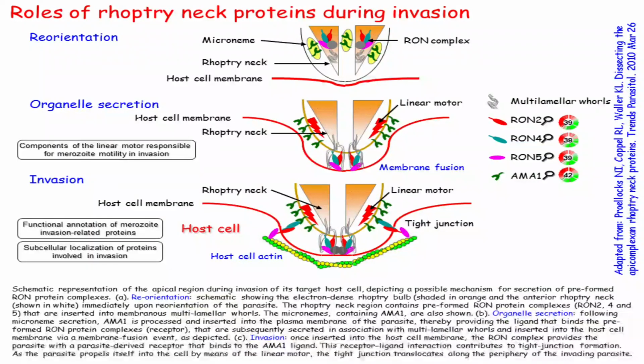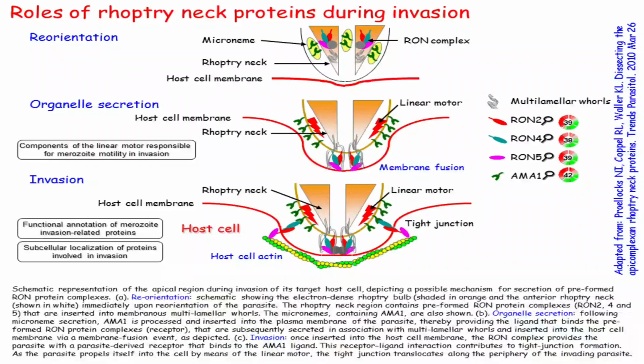We see at B the organelle secretion. Following microneme secretion, apical membrane antigen is processed and inserted into the plasma membrane of the parasite, thereby providing the ligand. So once they are secreted to the plasma membrane of the parasite, they act as the ligand that binds the preformed RONI protein complex, the receptors that are subsequently secreted in association with the multilamellar host and inserted into the host cell membrane via a membrane fusion event.